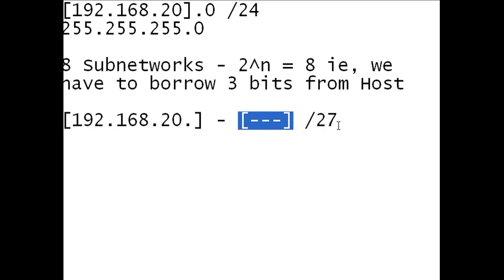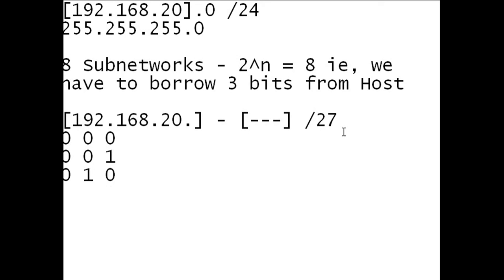So what will be all the possible combinations? 000, I am talking about the first 3 bits. 001, 010, 011, 100, 101, 110 and 111. So let's go to the calculator.